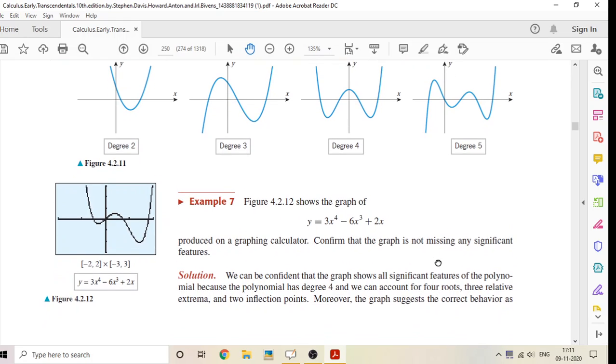We'll just look at an example here. So the question says that the figure 4.2.12 shows the graph of y equal to 3x raised to 4 minus 6x cube plus 2x produced on a graphing calculator. Confirm that the graph is not missing any significant features.